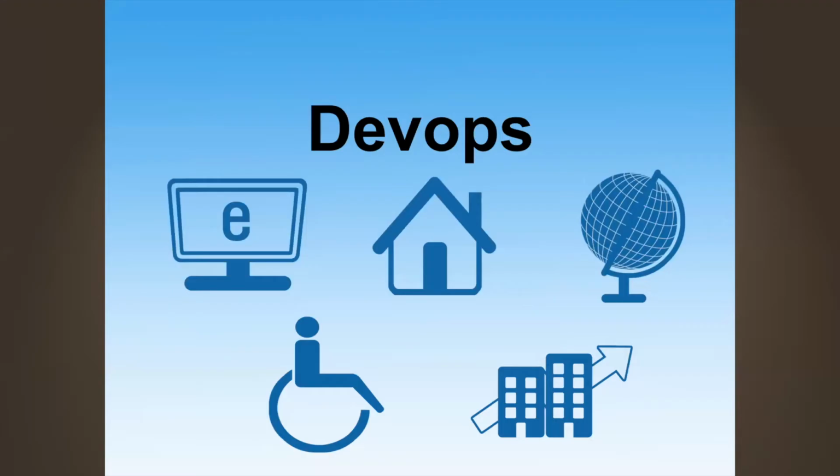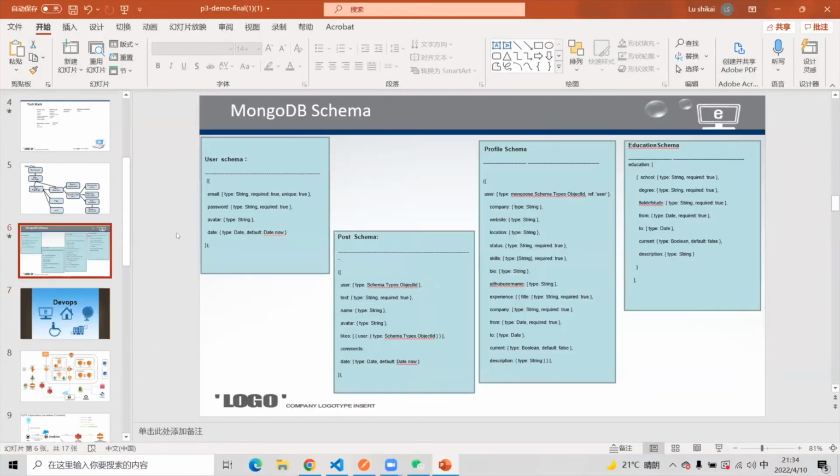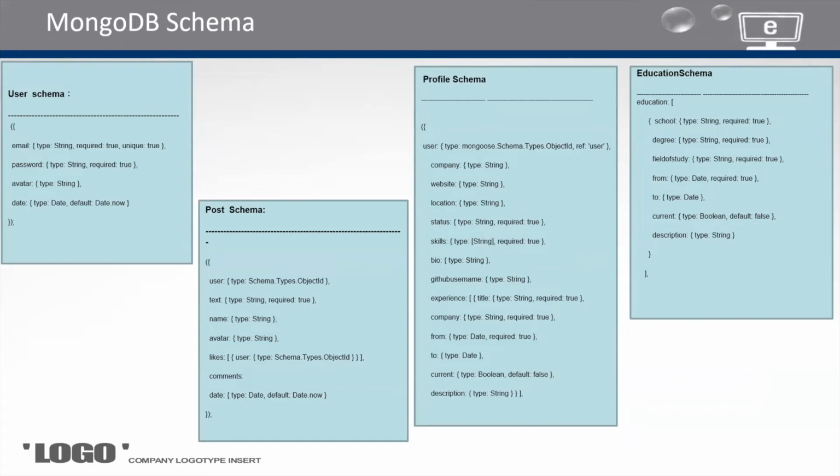And here is the MongoDB schema. We created 4 schemas: user schema, post schema, profile schema, and education schema. The users can create multiple posts, and the user has a profile. And in the profile page, it also has education to introduce the user.